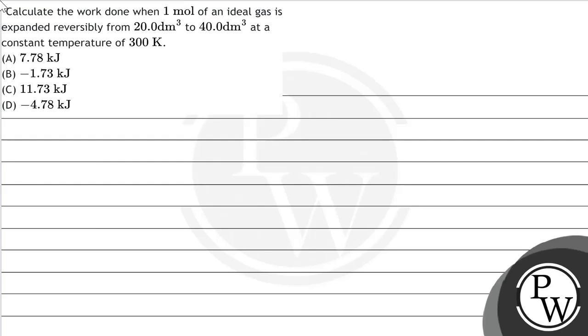The question says: calculate the work done when 1 mole of an ideal gas is expanded reversibly from 20 decimeter cube to 40 decimeter cube at a constant temperature of 300 Kelvin. The options are: option A 7.78 kilojoule, option B minus 1.73 kilojoule, option C 11.73 kilojoule, option D minus 4.78 kilojoule. So here we have to calculate the work done.